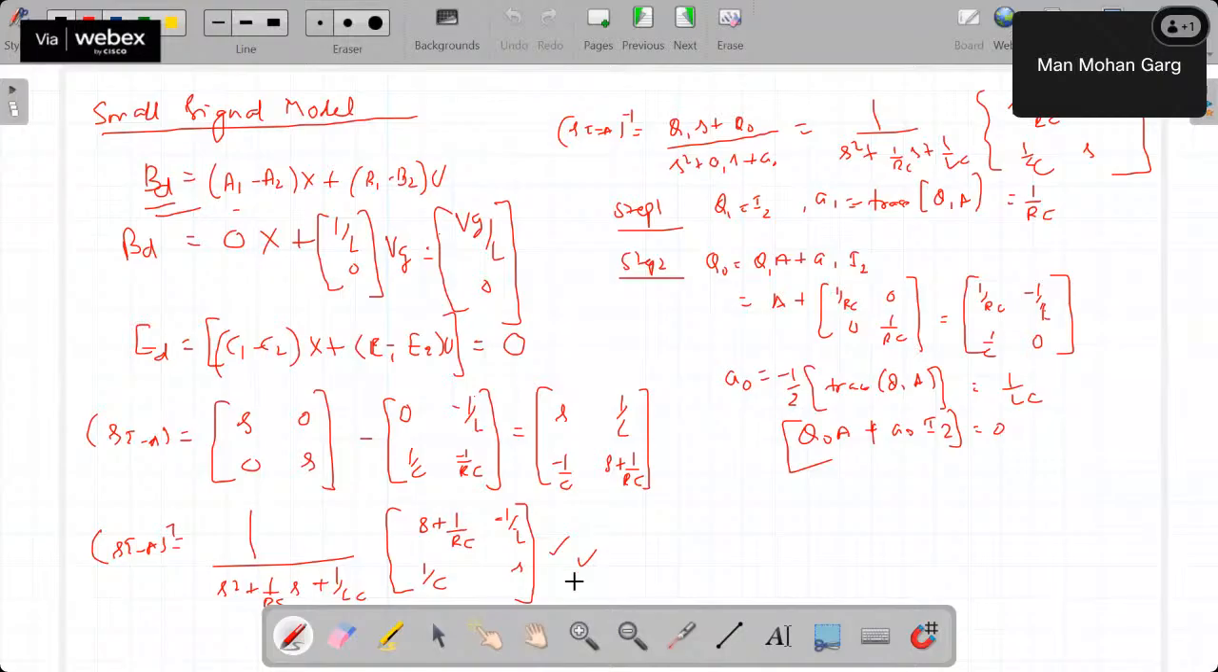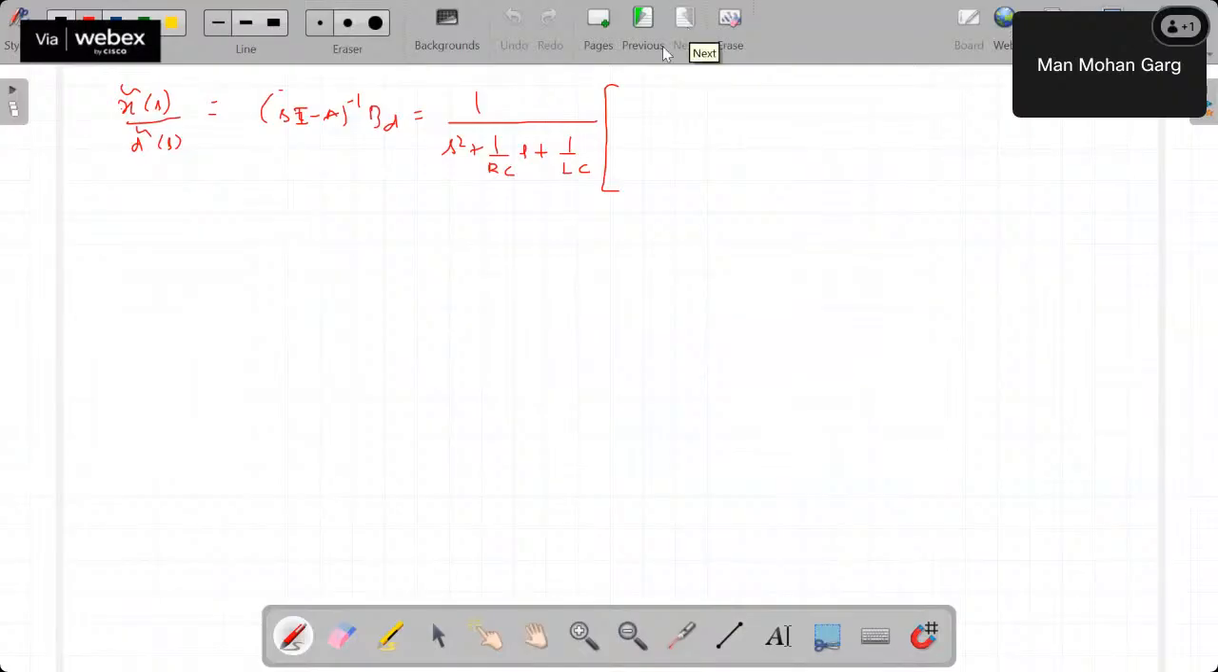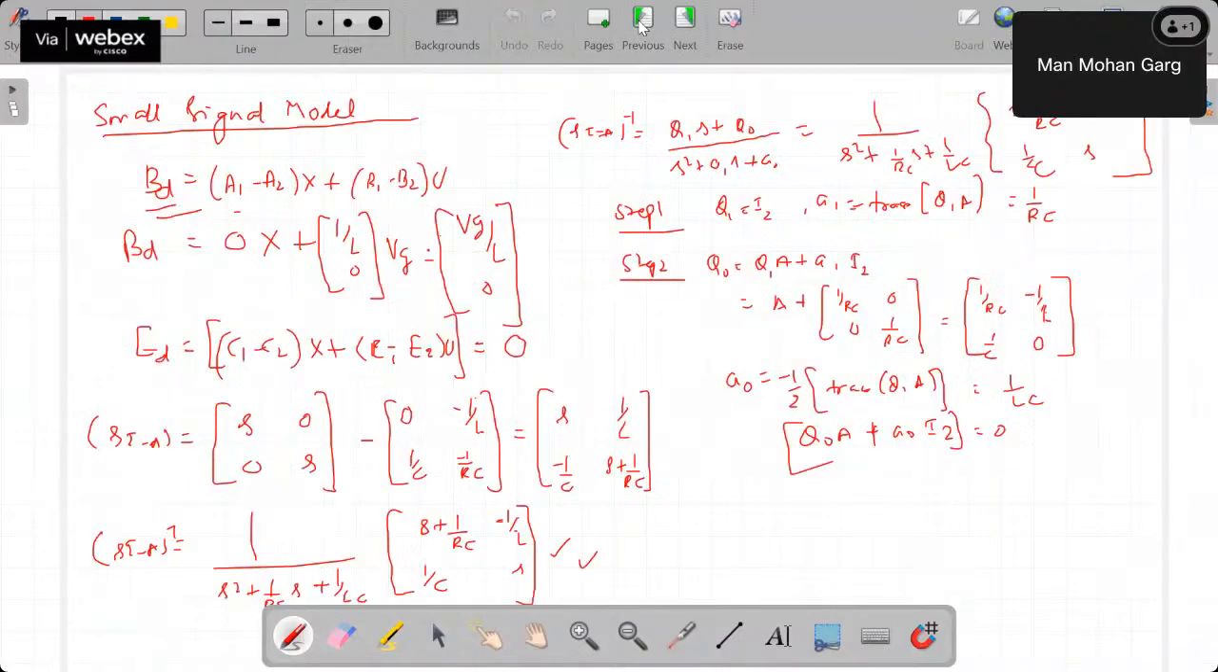This one, S plus 1 upon RC. So I'm just writing this: S plus 1 upon RC, plus 1 upon RC, minus 1 upon L, 1 upon CS. So this is (SI minus A) inverse into BD. And what was our BD? If you remember, this is Vg upon L and this is 0. Right? So this was our BD: Vg upon L, 0.